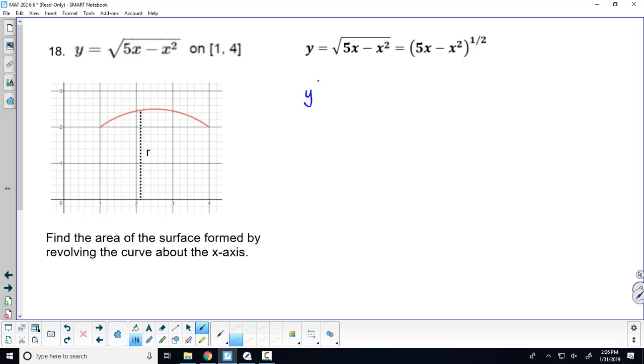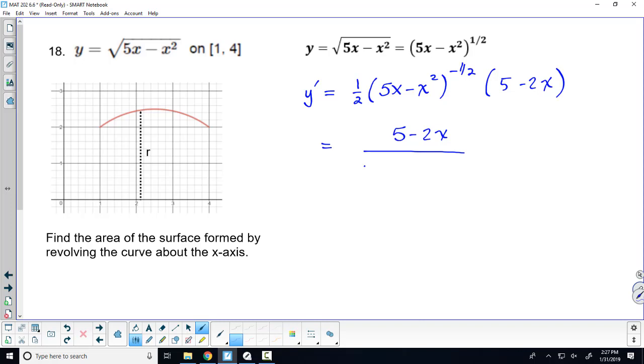I'll start with the derivative of y. The derivative of y looks a little complicated. Let's write it like this. So there's our derivative. Then we're going to have to square it and add 1. Let's do that in one step, so 1 plus y prime squared. So we square this. You could square this out right away if you want. I'll wait one more step.